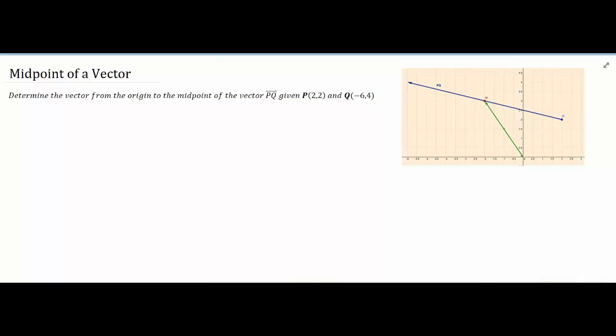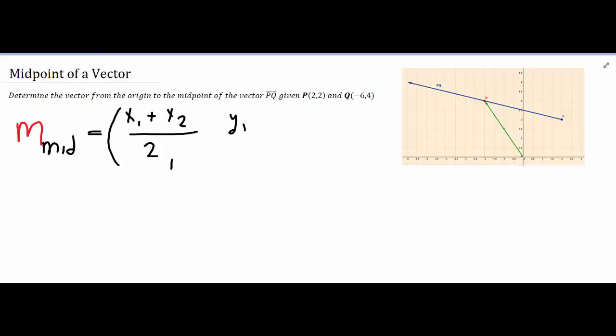We'll go back here, we're looking for the point M, which is my midpoint. So we'll call this the midpoint. Well, that's going to be equal to x1 plus x2 all over 2 and y1 plus y2 all over 2. So it's an average of each of the x and the y components.